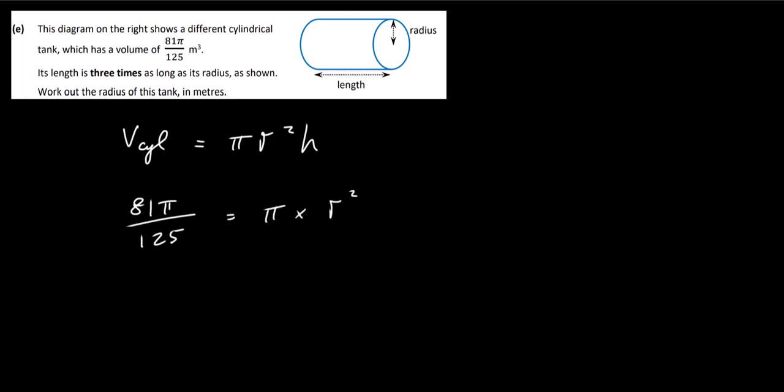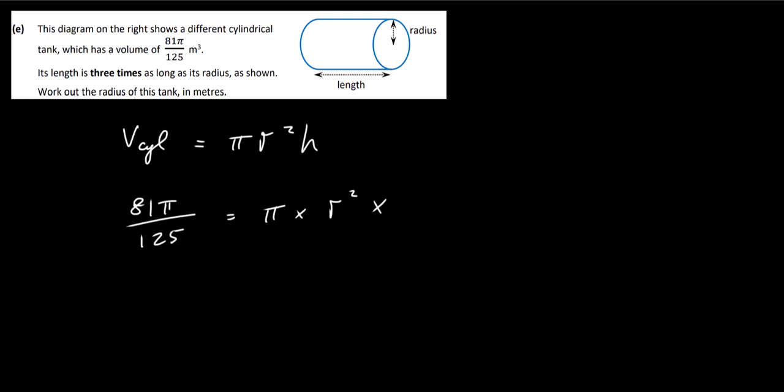Okay, so again we're looking at the volume of a cylinder, which is pi r squared h. Whenever there's a formula in these types of questions, always write it down. And you'll get these formulae in your tables. We know the volume of the cylinder. It is 81 pi over 125, and that's equal to pi times the radius, which we've got to work out and square here, and then the height.